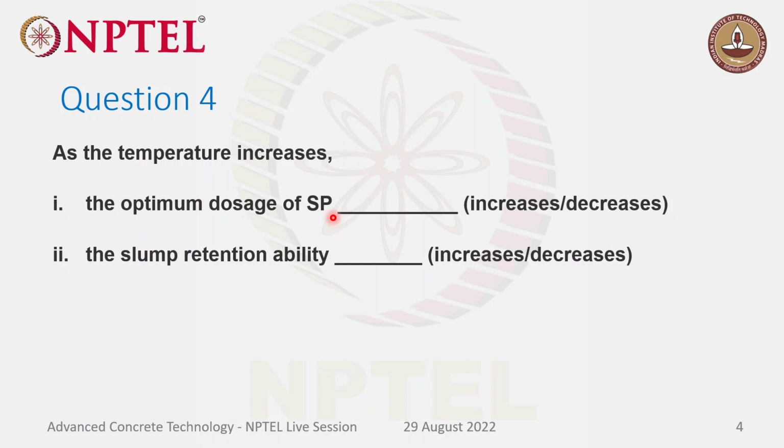Okay, so it's hot summer in Chennai, so we can expect more than 40 degrees Celsius. So what happens to the optimum dosage of SP? If it's, say, 1%, the optimum dosage comes to be 1%. Will this optimum dosage increase or decrease?